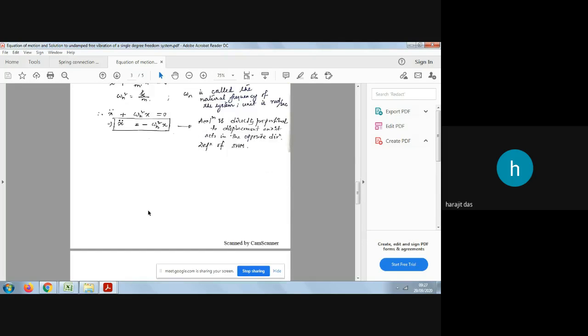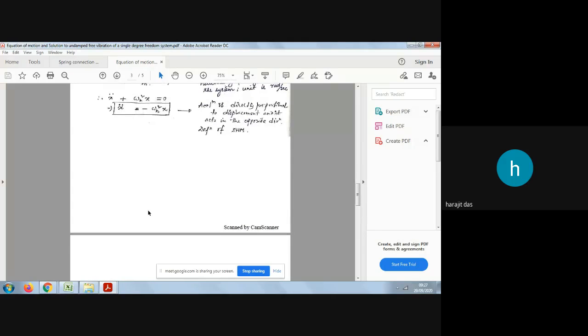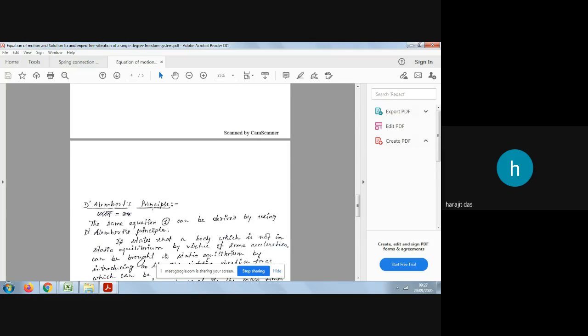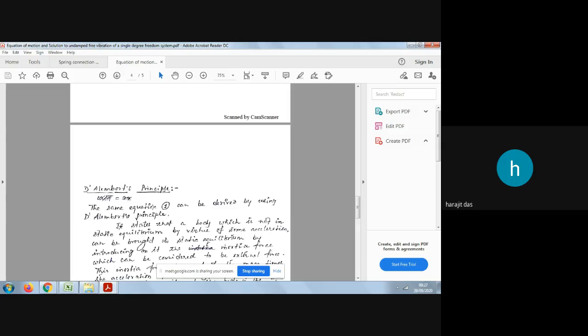Okay, now the motion of the same system can be derived by D'Alembert's principle also. So earlier we were using Newton's second law of motion. Now we can use D'Alembert's principle to find out the equation of motion.